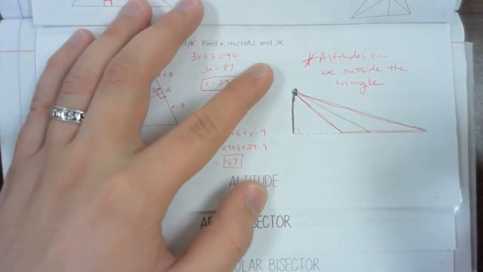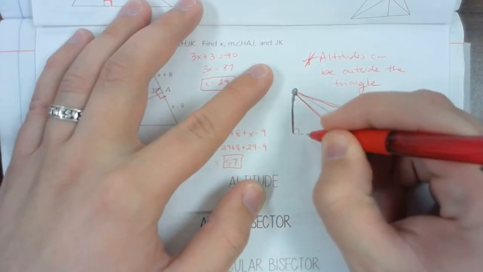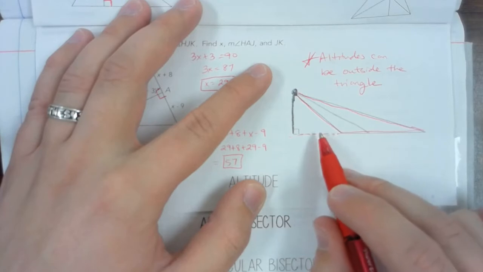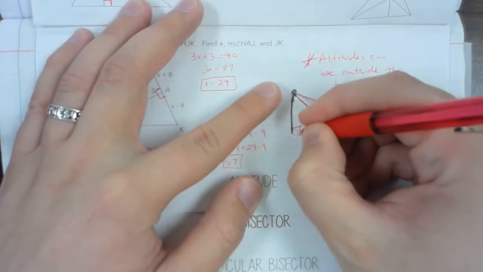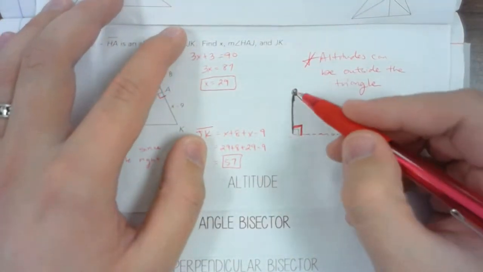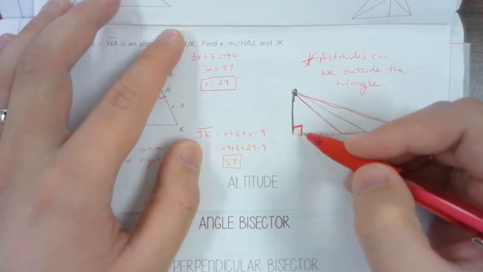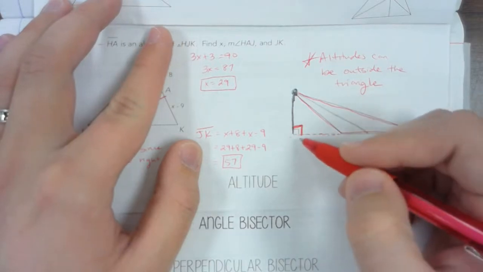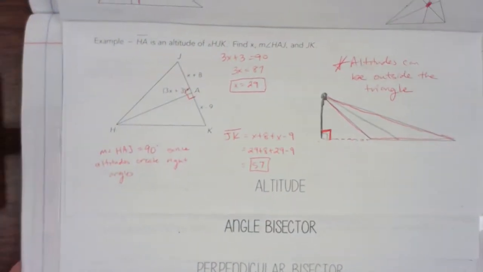But the good thing about altitudes is that you can extend the side. So that's what they did here. They extended this bottom side with this dashed line right here. And so then I was able to draw my altitude and create that right angle. So your altitudes are always going to start from a vertex, and they're always going to drop down and be perpendicular with the opposite side. And sometimes you may have to extend that side so that you can draw it. Okay, so let's look at an example.